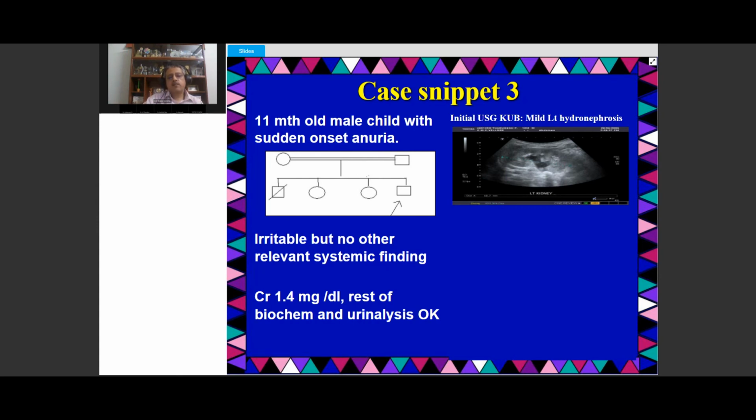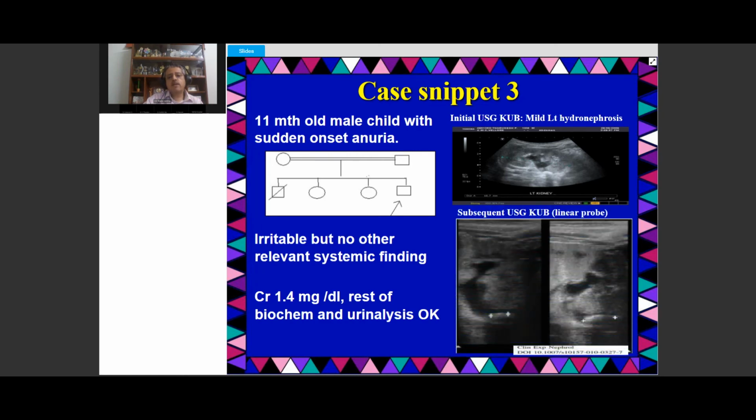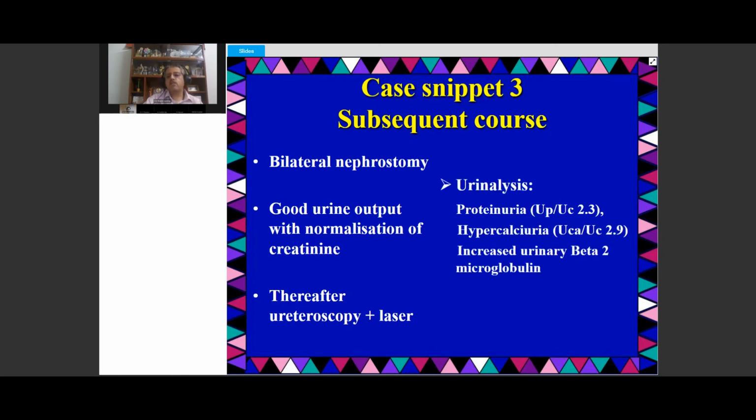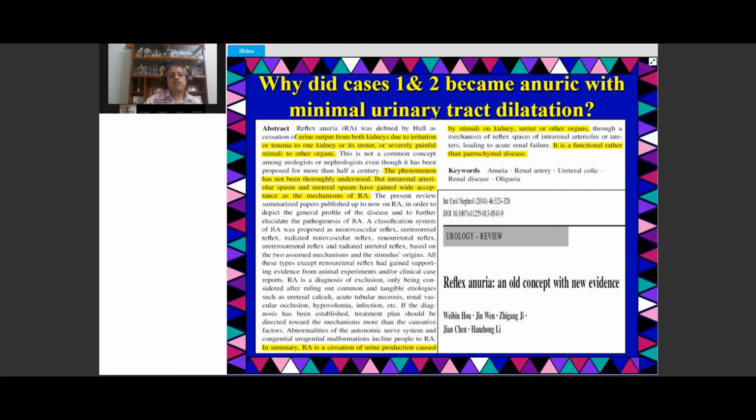Then we looked with a linear probe, and this showed bilateral ureteric stones. We went for bilateral nephrostomy, and there was good urine output. The surgical management was uneventful, but on workup we found this child has proteinuria and hypercalciuria, and also an increased urinary beta-2 microglobulin. I'm sure all the pediatric nephrologists already have the diagnosis here. The child had Dent's disease, and it was subsequently confirmed on genetic analysis. Sorry for the typo.